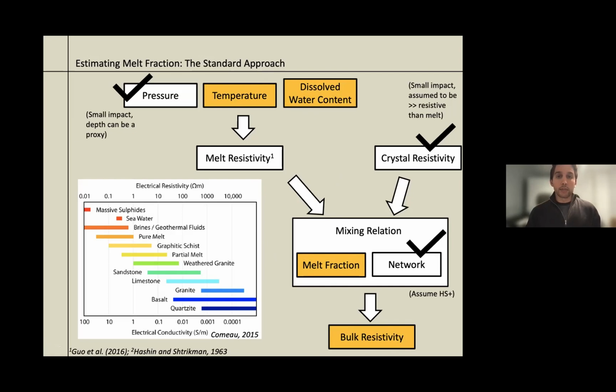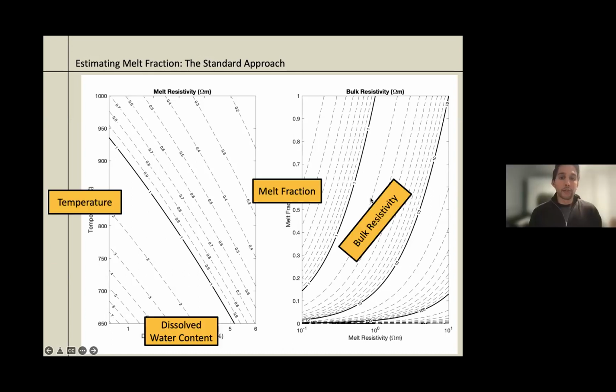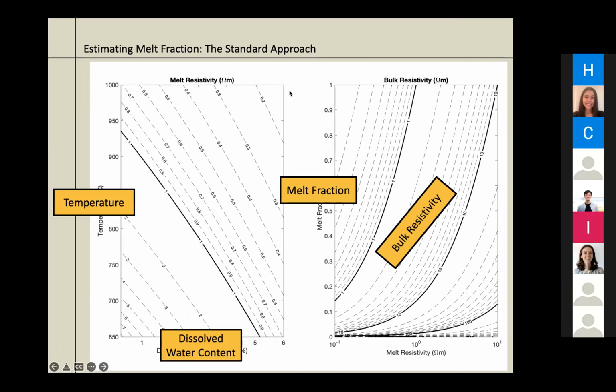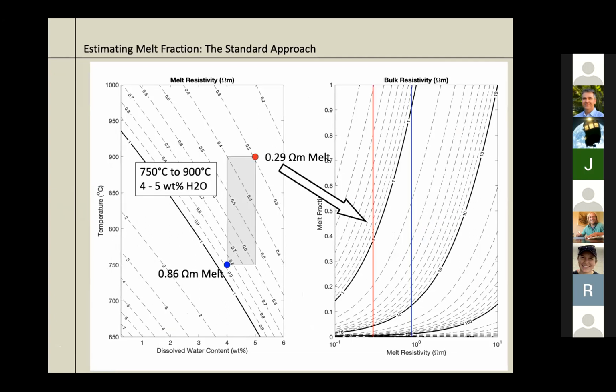To convert this workflow into two figures, what I'm plotting on the left is temperature and dissolved water content, and those can be used to calculate melt resistivity. On the right is melt fraction and melt resistivity, which can be used to calculate bulk resistivity. This is using an empirical relation for rhyolites, and this is using the Hashin-Shtrikman upper bound. So again, here are those four variables: temperature, dissolved water content, melt fraction, and bulk resistivity, all on the same plot. For illustration purposes, to show some of the pitfalls of where things can go wrong, I'll make up some numbers that might be somewhat realistic.